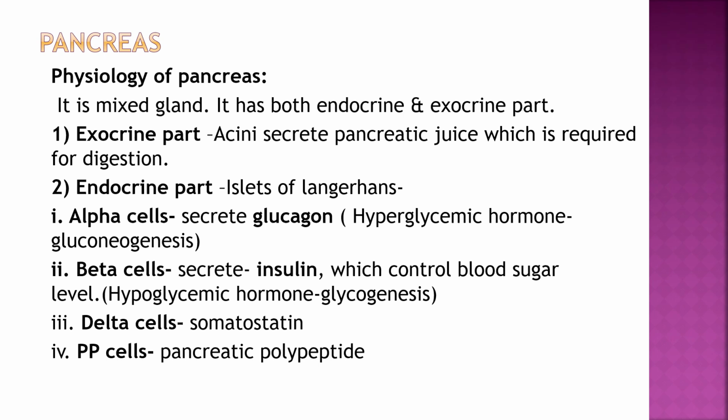The endocrine part is called the islets of Langerhans. It has 3-4 types of cells. Alpha cells secrete glucagon, a hyperglycemic hormone because of gluconeogenesis. Beta cells secrete insulin, which controls the blood sugar level. It is a hypoglycemic hormone by glycogenesis. Delta cells secrete somatostatin, and PP cells secrete pancreatic polypeptide.